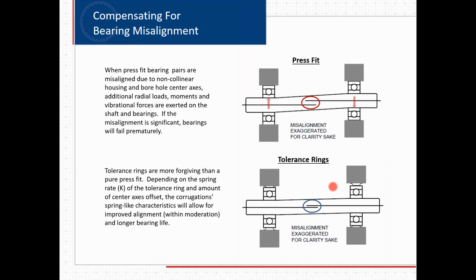So when this occurs, the stresses are less severe on the shaft and ball bearing when you have bearing pockets that are not in proper alignment. So yes, you still have some misalignment, but it's not as severe as it would be with a pure press fit, because the tolerance rings tend to allow the shaft to find its natural center.